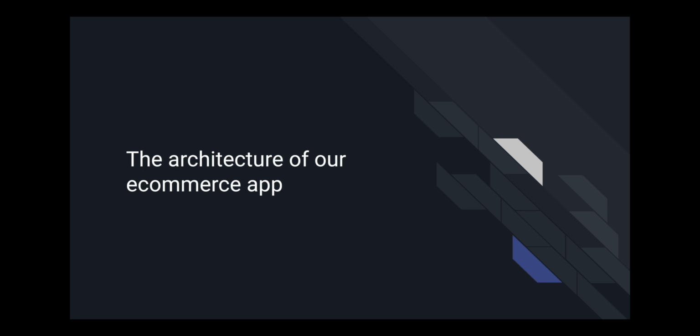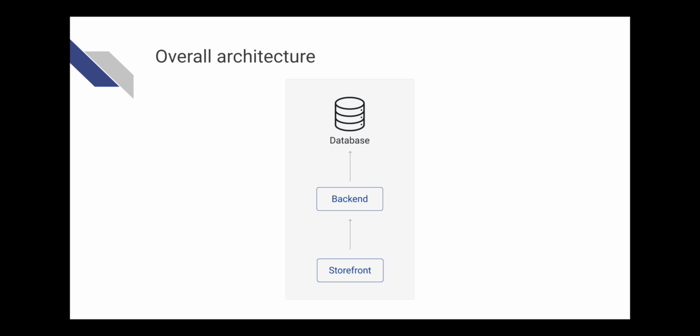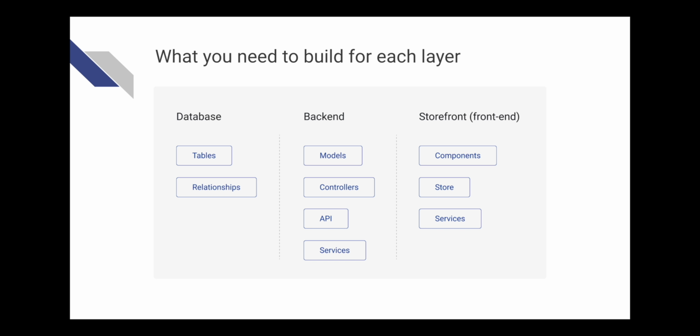So we will design the architecture of the application. This is a three-layer design, very common nowadays. It contains a database, a backend, and a frontend. So for each layer, you need to build a few things. In the database, we need to design the tables and the relationship between them. In the backend, a few modules like models, controllers, API. In the storefront, some modules like React components, the Redux store, and some services.